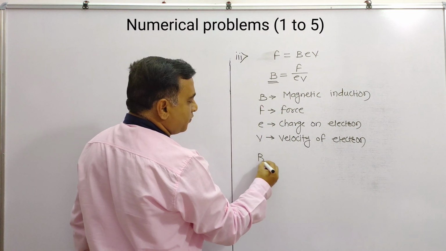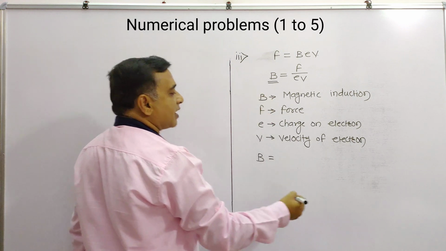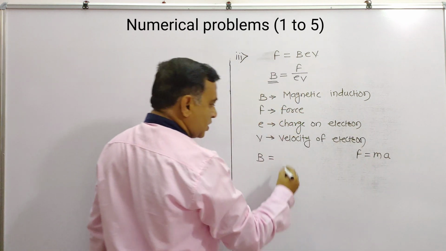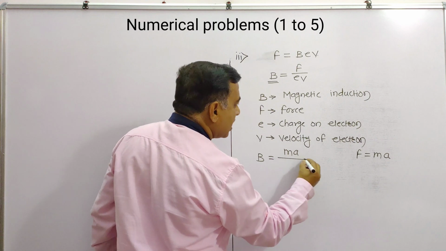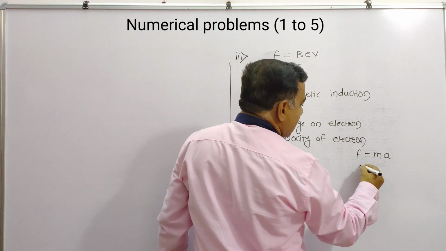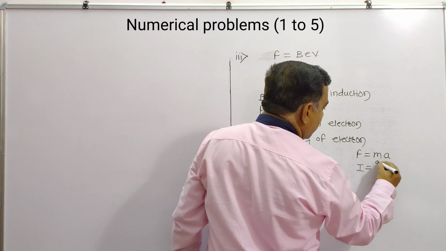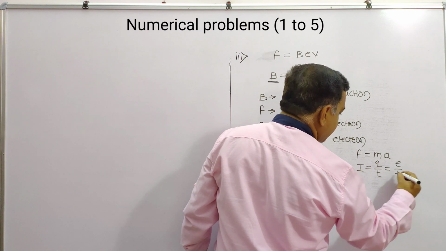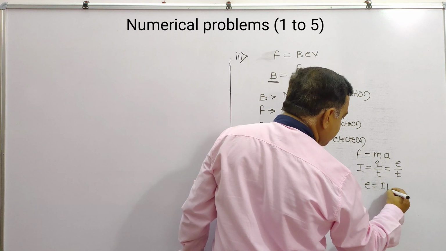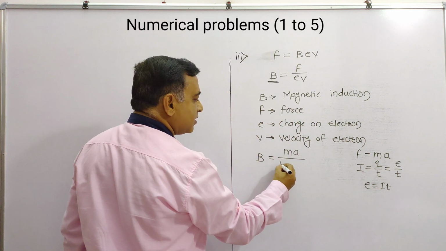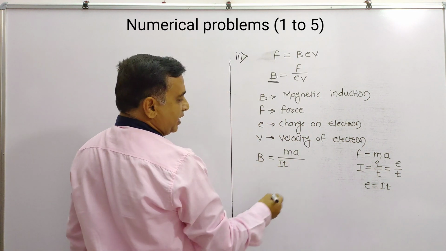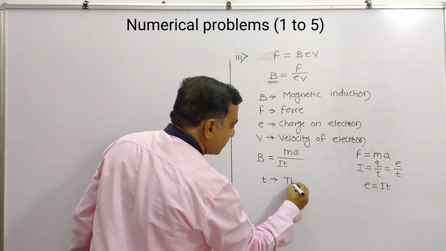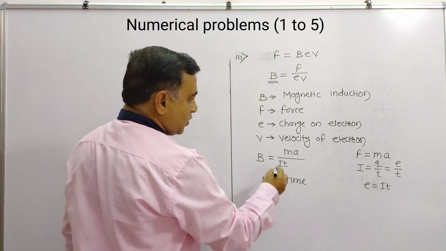How to get that? Very simple. We know B is equal to F upon E. F can be written as, according to Newton's formula, F is equal to mass into acceleration. So mass into acceleration upon E. We know that current is nothing but the rate of flow of charge, given by E upon T, so E is equal to I into T, where T is the time period. So it is I T.